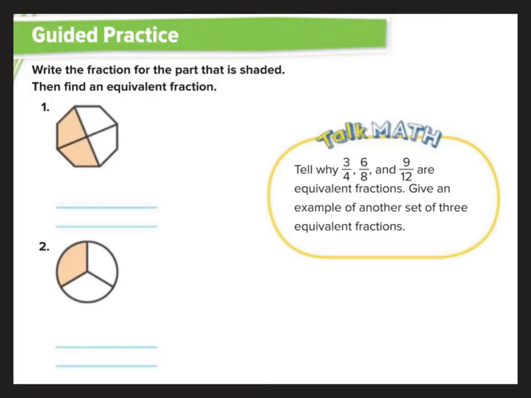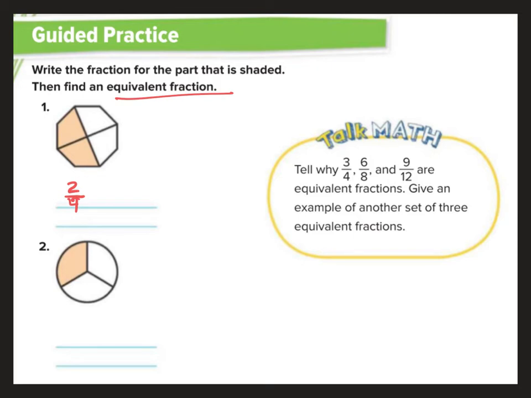Okay. All right, here's our guided practice. Write the fraction for the part that is shaded. Then find an equivalent fraction. So in this picture, I see that 2 out of 4 equal pieces are shaded in, 2/4. Okay, so to find an equivalent fraction, I just need to multiply my numerator and denominator by the same number.